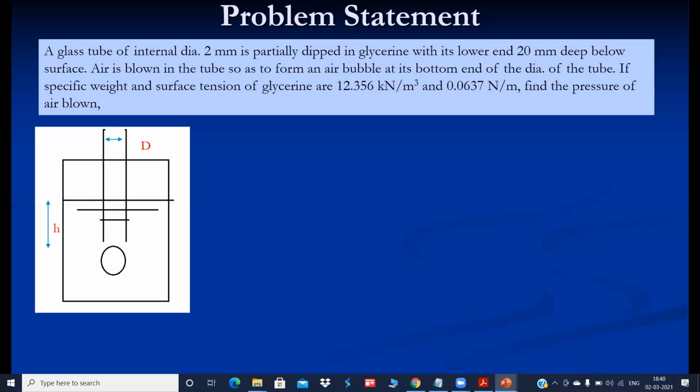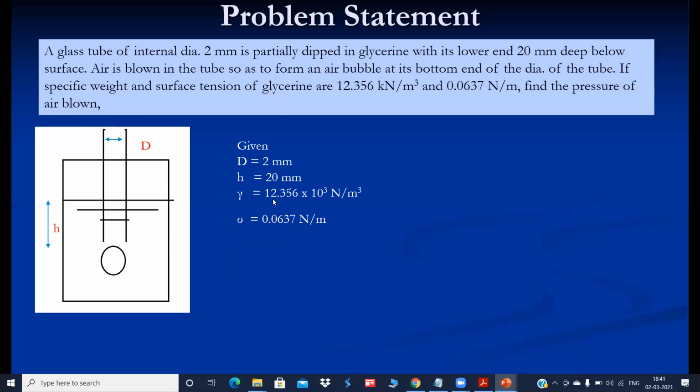The reason why? Because in the bubble expression, two surfaces are associated with air, the outer surface as well as the inner surface. In this case, only the inner surface is associated with the air. The outer surface is associated with the glycerin. So we have to use the expression of liquid droplet. According to that, the given quantities, if you see, the diameter of the tube is given, and the same is the diameter of the bubble. So that is 2 mm.